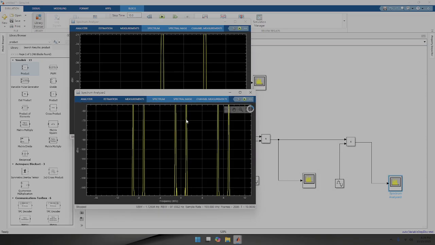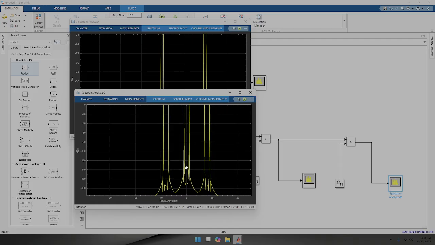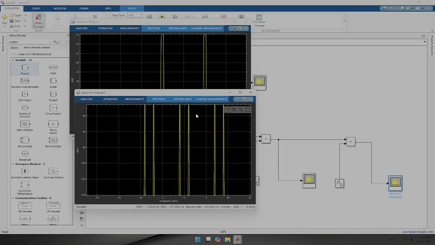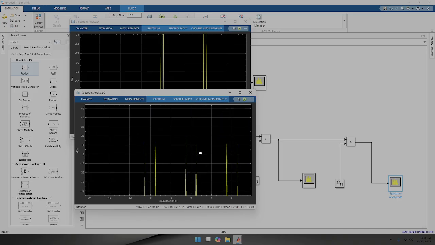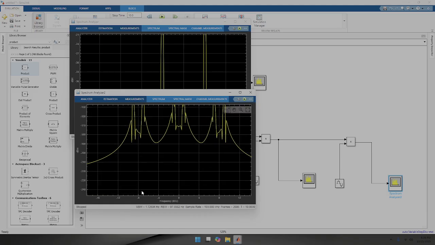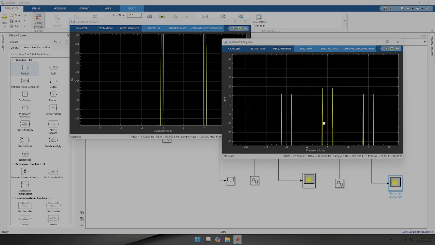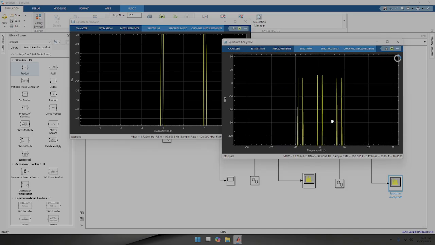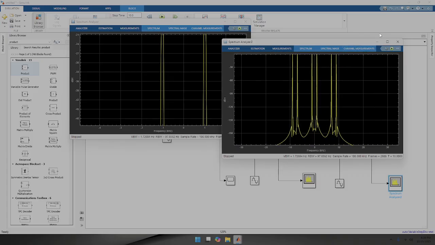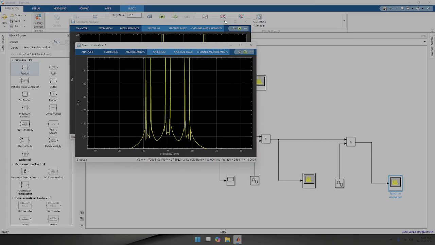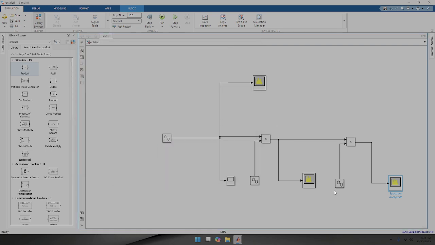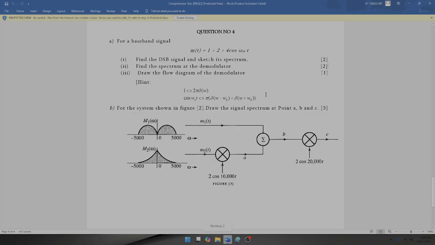So these extra peaks are here, right? What do we do with them? You pass it through a low pass filter. That lets the frequencies around 0 pass, meaning these extra peaks just get removed, and you'll have the original signal back. So that's how modulation and demodulation works in DSB, double sideband signal modulation.